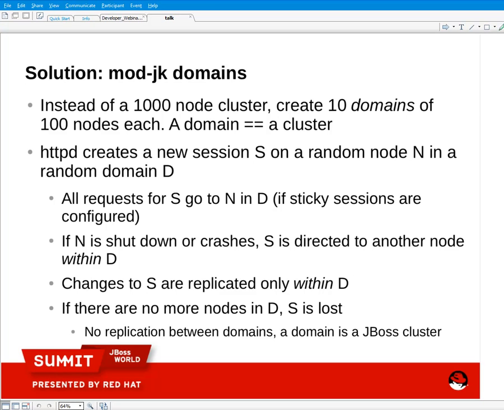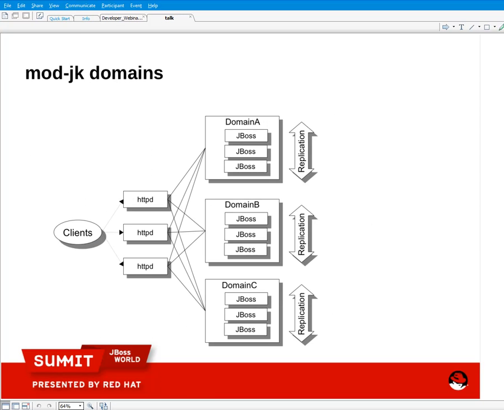Changes to S are replicated only within D, and if there are no more nodes in D, S would be lost. So there's no replication between domains, and the domain in this case is a JBoss cluster, but it doesn't need to be. Let me show this in a picture, which shows it much better.